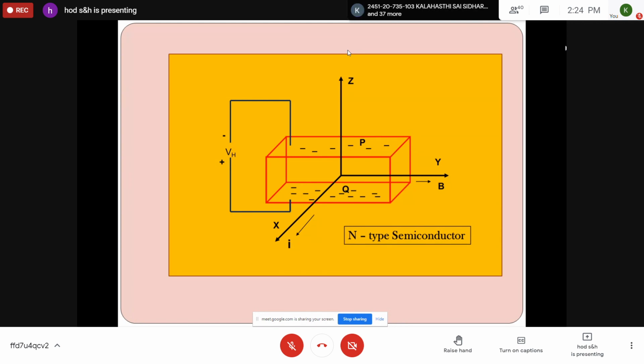Whenever a magnetic field is applied perpendicular to the direction, then in the presence of the magnetic field, the conduction electrons acquire a velocity which is called the drift velocity, and they experience a force of magnitude BeV along the negative y direction.